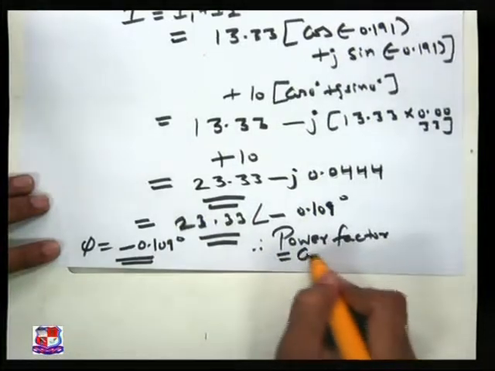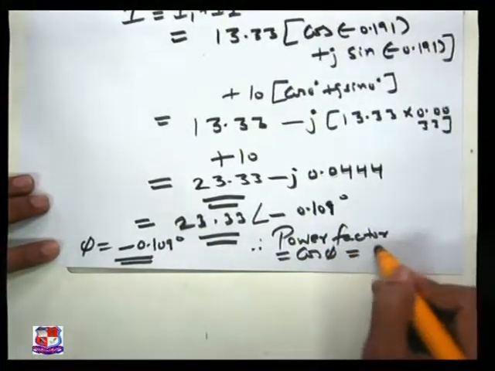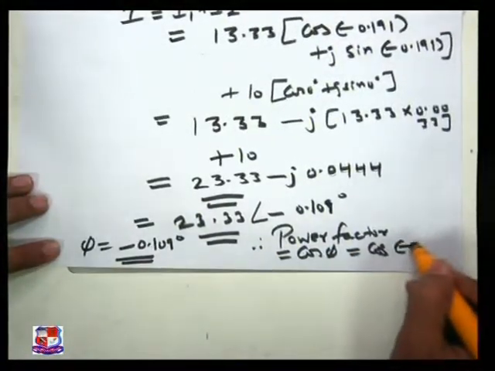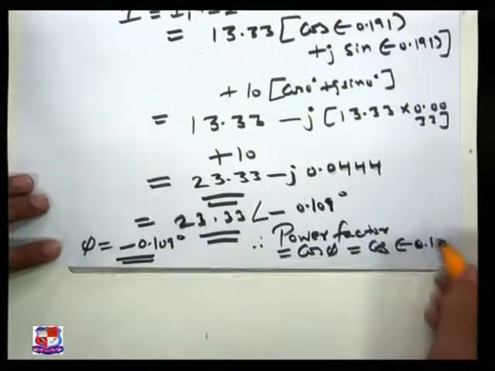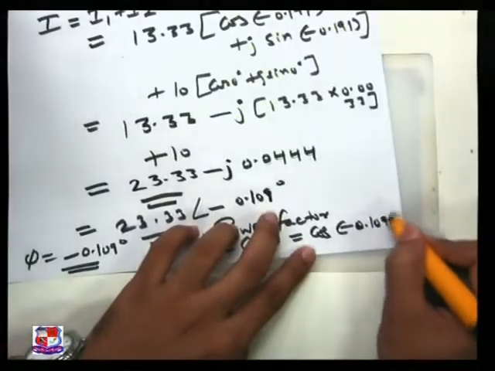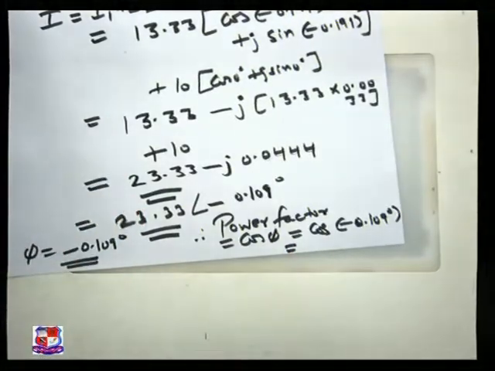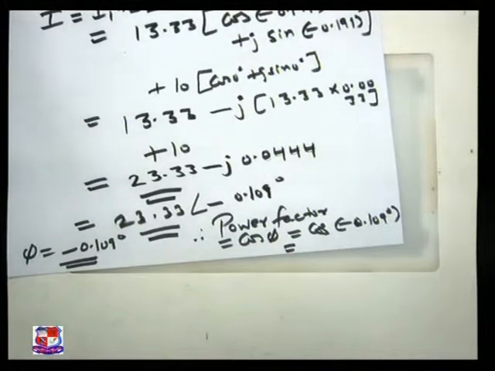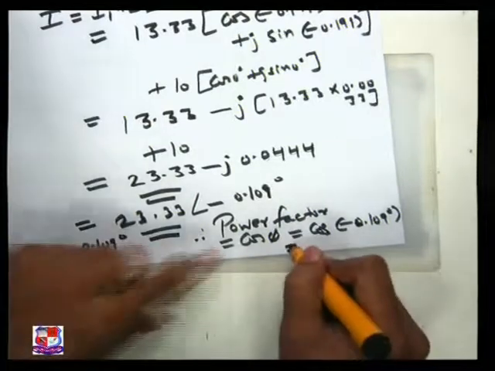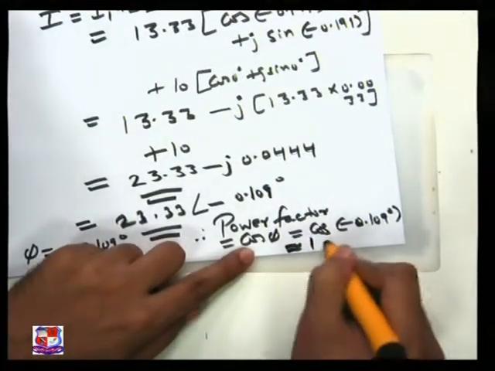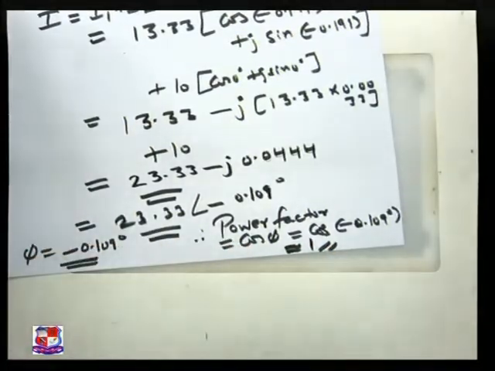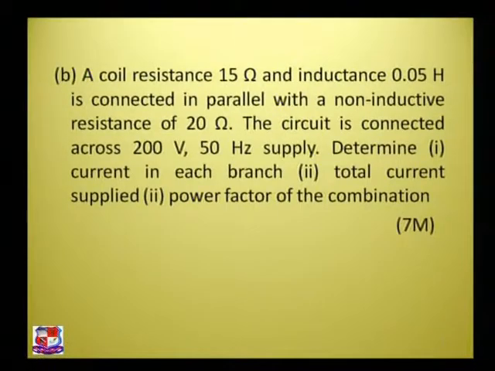So cos phi will be the power factor, that is equal to cos of minus 0.109 degree. Because cos is an even function, if you solve, it will be almost equal to 1. So this is the third part, the power factor of the combination.